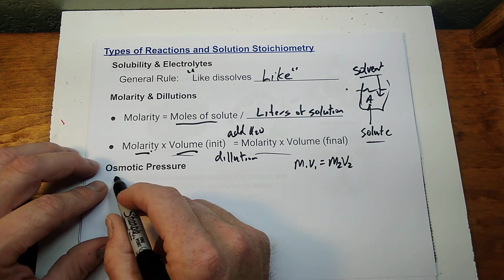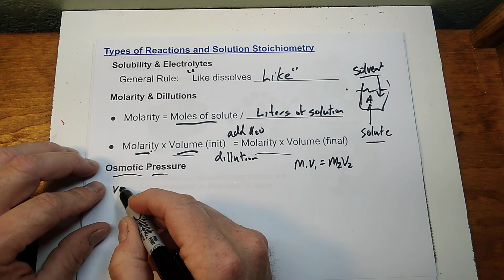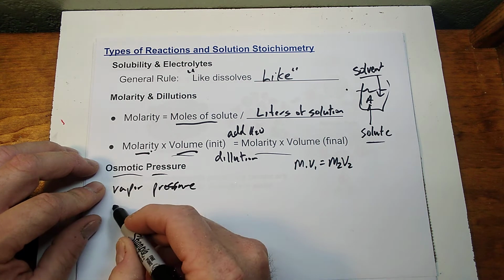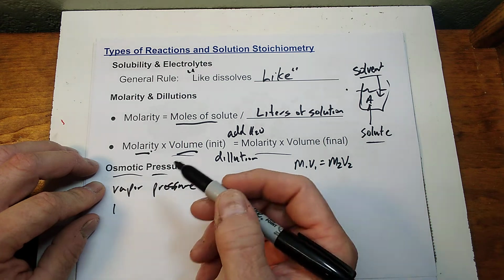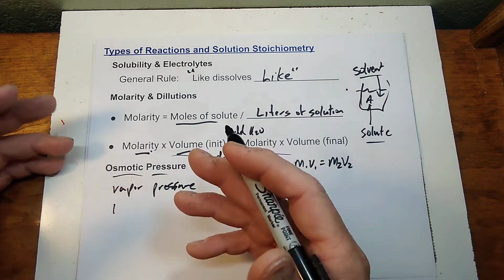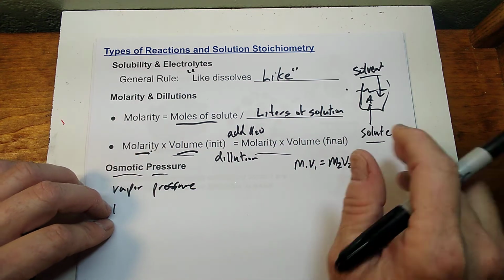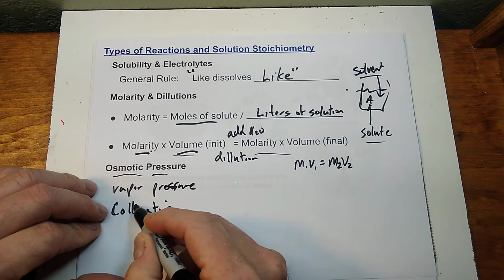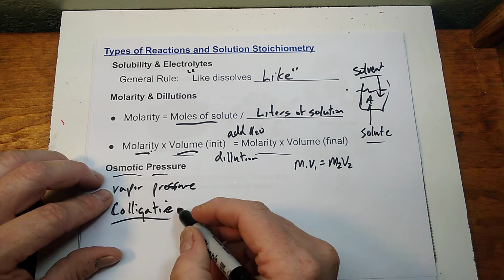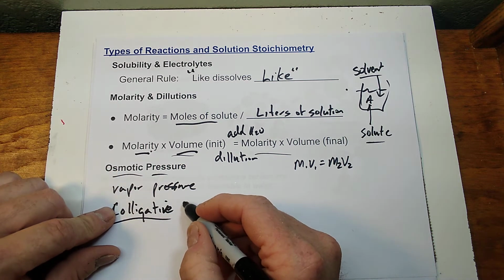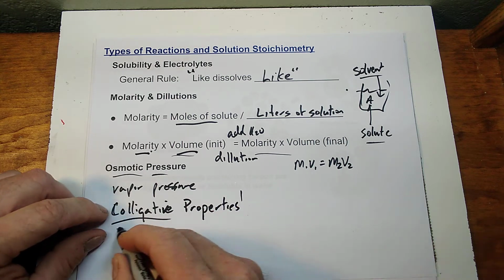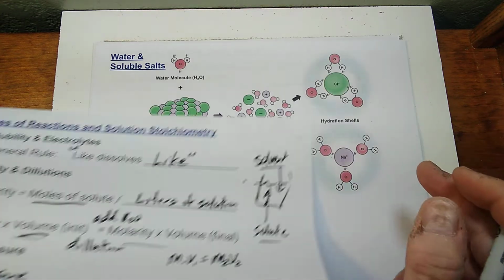We'll talk about osmotic pressure. We'll talk about vapor pressure. This will be in the next video, along with boiling point elevation and freezing point depression. Some things that are due to colligative properties. These are all based on osmotic pressure and vapor pressure, properties of solutions we call colligative properties. So that's going to be the focus for the next video.